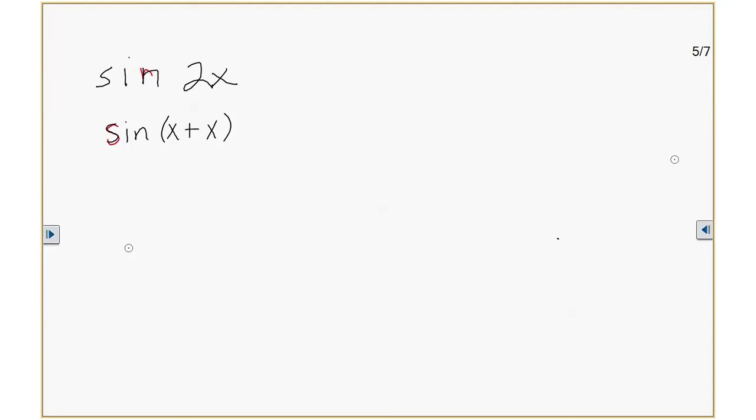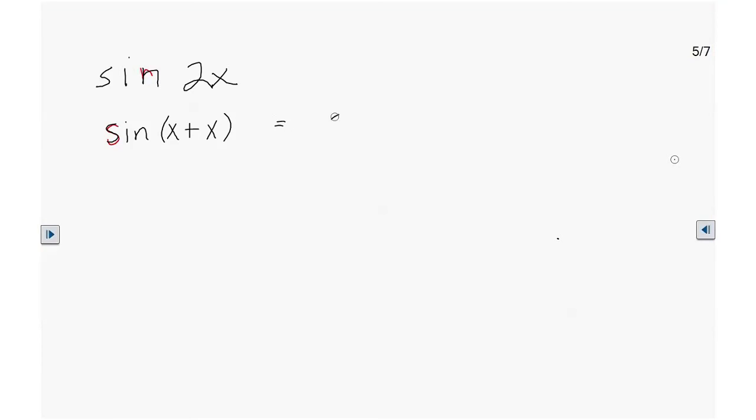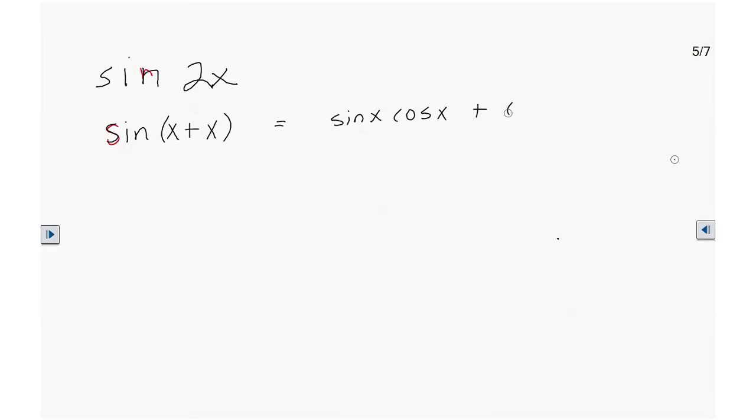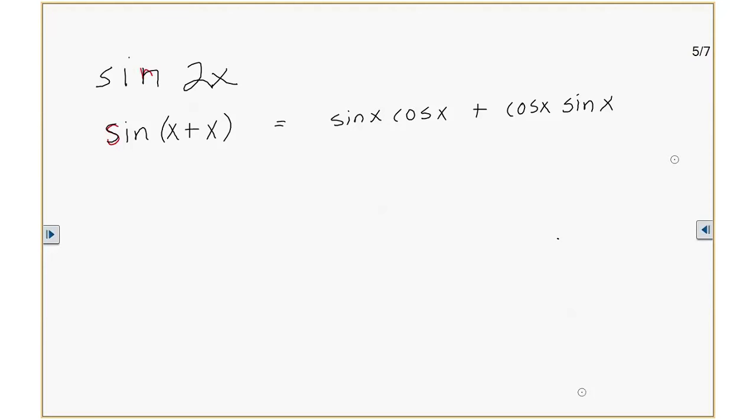Remember, the sine has two things. It likes to stay the same, sine likes to stay the same sine. And it likes to mingle. It likes to mix. So that's going to give you sine of x, cosine of x, plus what? Cosine of x, sine of x.